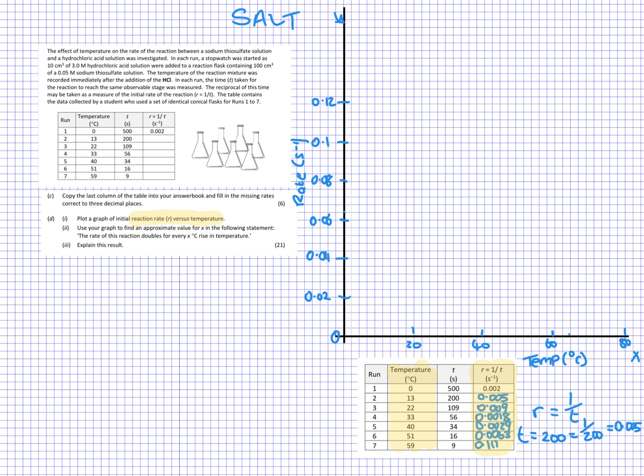T then is title, so your graph should have a title. So I've just popped a title up there, graph showing temperature versus rate. That's enough for this experiment. And now what we need to go and do is we need to go and plot our points.